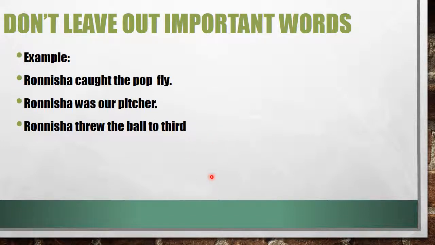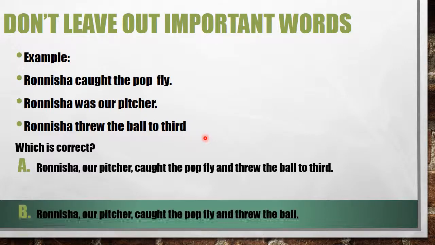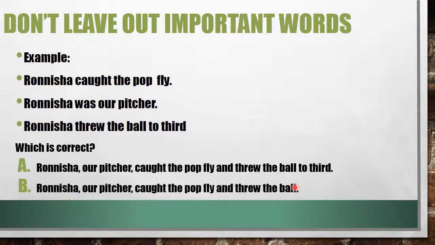Okay, so here's the thing. Did you figure out which words are your appositive? Got it. Now, pay attention to which words are repeated more than one time. And I want you to think about how you would combine this. So take a moment and combine it yourself. Now look at this answer choice. Which is correct? A: Ronisha, our pitcher, caught the pop fly and threw the ball to third. B: Ronisha, our pitcher, caught the pop fly and threw the ball. Now, if you were given these two answer choices, which one would you choose? I hope you chose A.